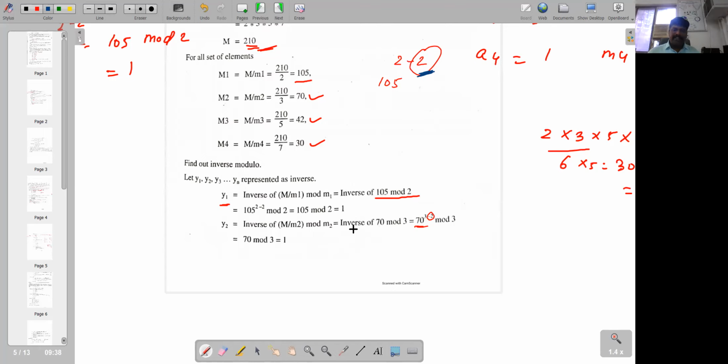So the inverse of 70 mod 3 is equal to 70 power 3 minus 2, which again gives 70. 70 mod 3 you will get 1. Again, 105 mod 2 you will get 1. Are you clear with this?